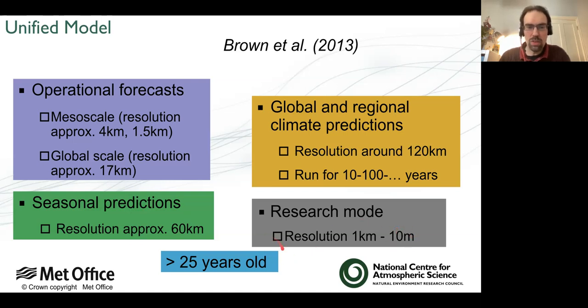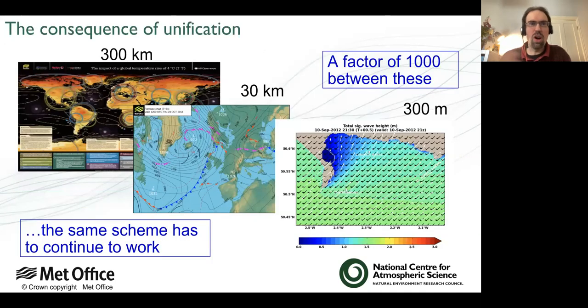And it's an old code. It's over 25 years old. We're at version 12.2 is the latest one, but it goes all the way back to the 1990s, I think. And it's designed to run, as I say, across this range of scales. So you might have climate runs at 300 kilometers, and you might have these runs here at 300 meters. And the point is that the same schemes are supposed to work in all of these. You're supposed to have this seamless prediction across all these scales, which is a tricky thing to maintain.